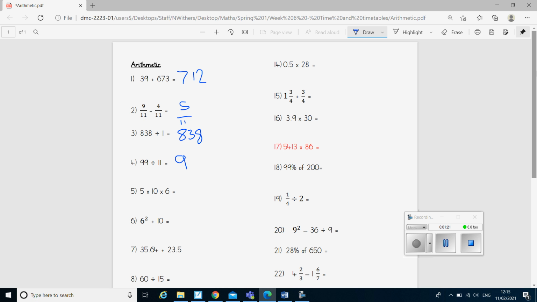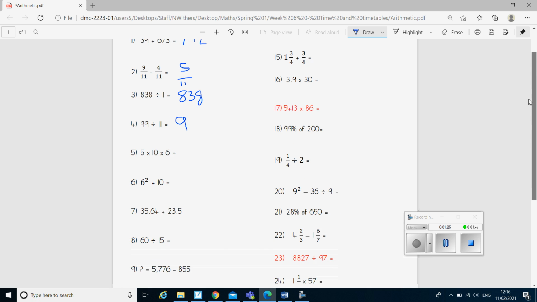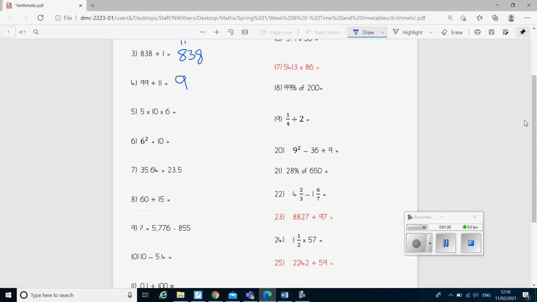Question 5, 5 times 10 times 6. All right, we're taking it up a notch now and getting a little bit harder. 5 times 10, so first of all I'm going to solve that part of the equation. 5 times 10 is 50, and then what I'm left with is 50 times 6. Well, to do that I can do 5 times 6, which I know is 30, and then add an extra 0 on the end, because 50 is 10 times bigger than 5. So my answer is 300.